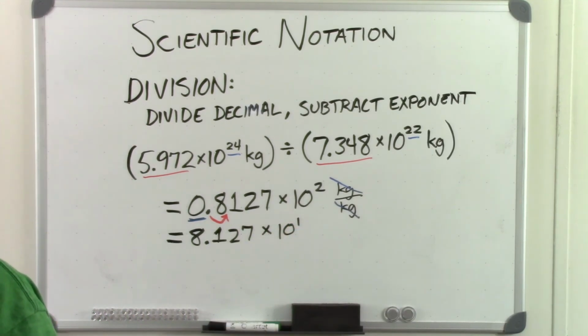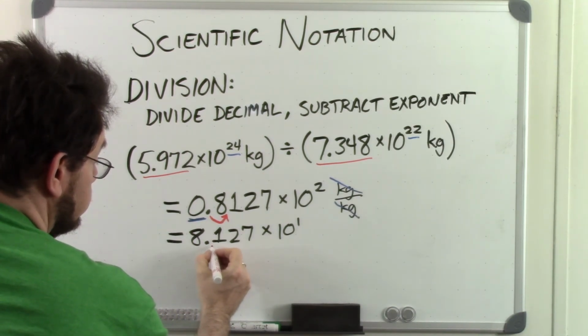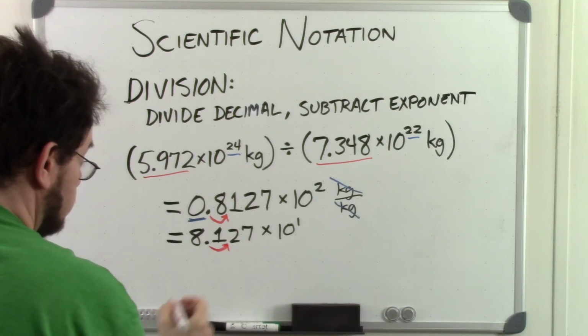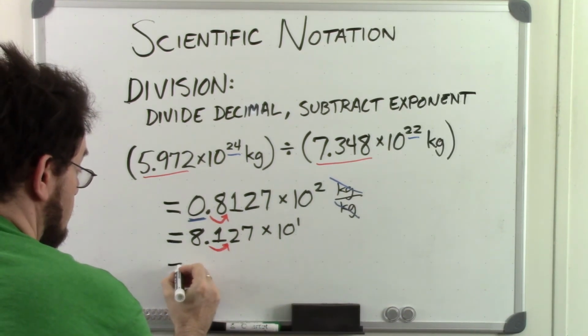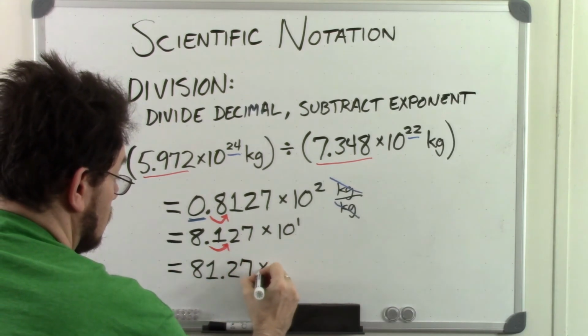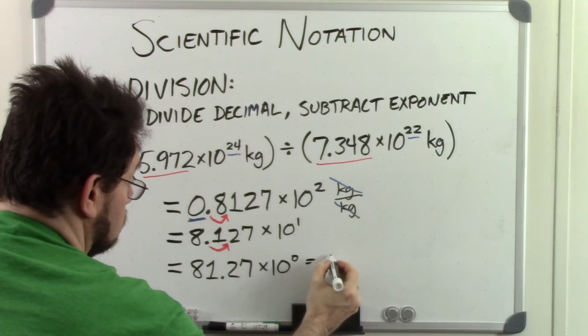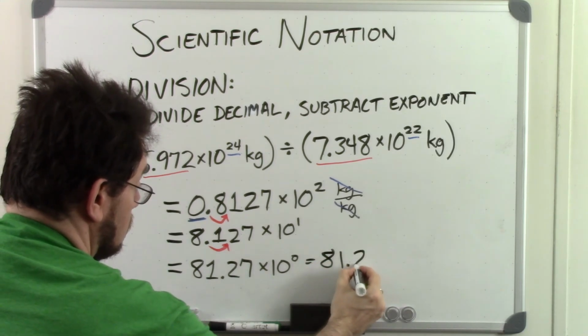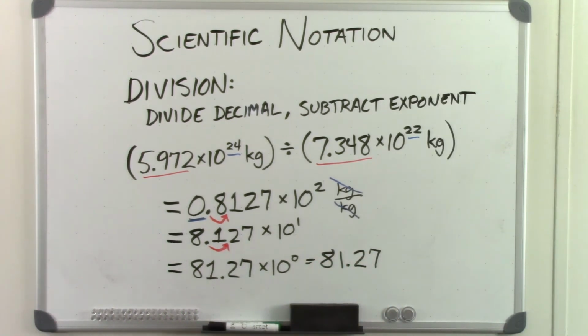Notice that the exponent in this case is very small, which means the number could easily be expressed as a plain decimal. To do this, we move the decimal point one more place to the right to make the exponent equal to 0. Thus we can give a final result of 81.27. The Earth is 81.27 times as massive as the Moon.